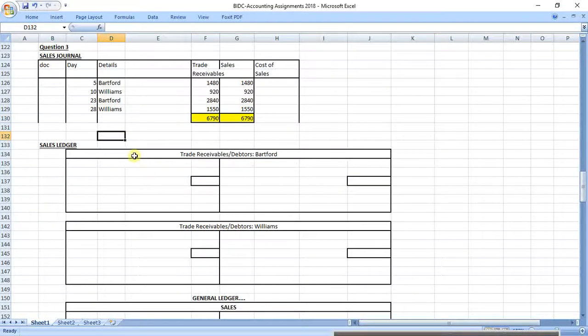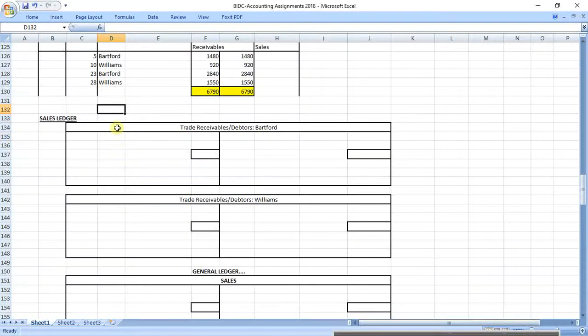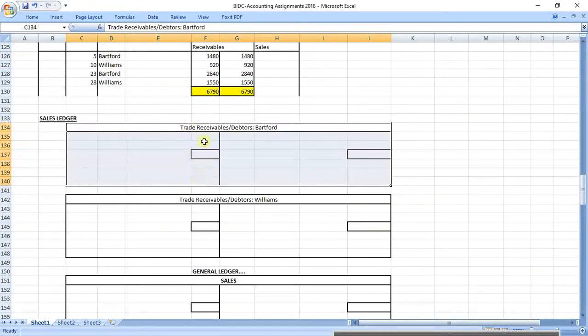Exactly. Okay, so we've drawn that up. Obviously, you've got how many debtors here? 2. Exactly. All right, so now each of them are going to have their own separate T accounts. Okay, so we need to take the information from here and we need to record it there. Okay. Separately, for trade receivables, yes, separately.